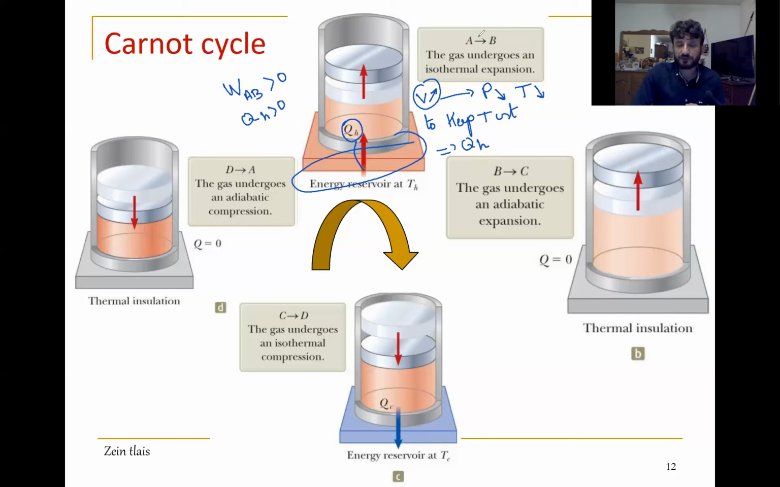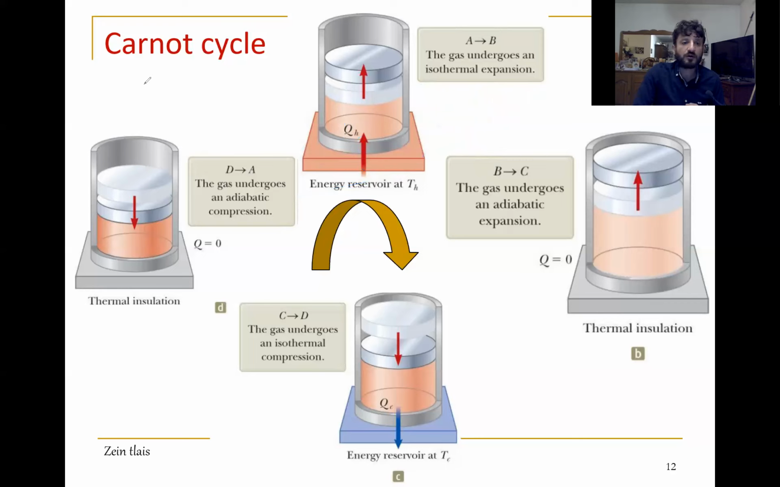So first of all, we go from the point A to the point B with an isothermal process. Here we have VA and here we have VB, on a P-V diagram, and T is constant. TA equals TB equals TH. TH is the temperature of this reservoir.